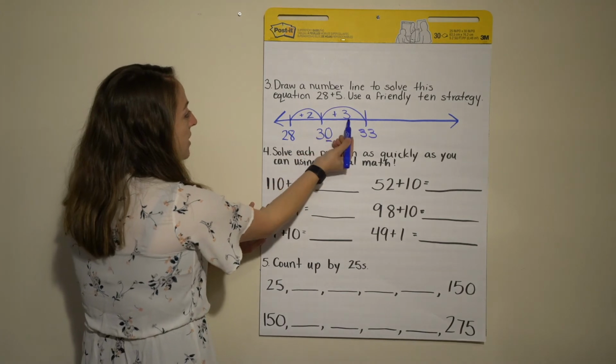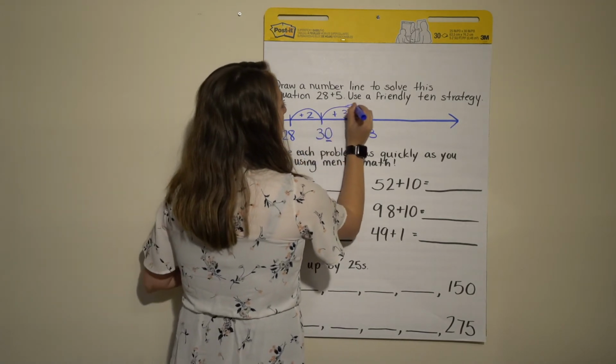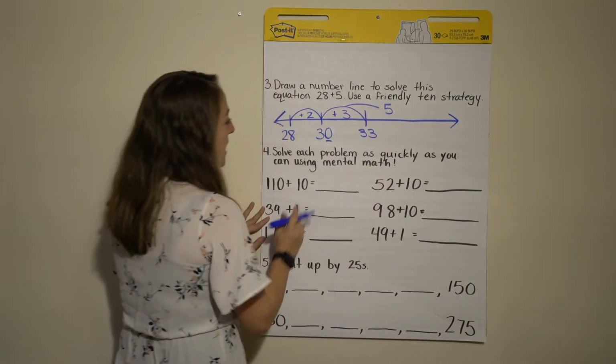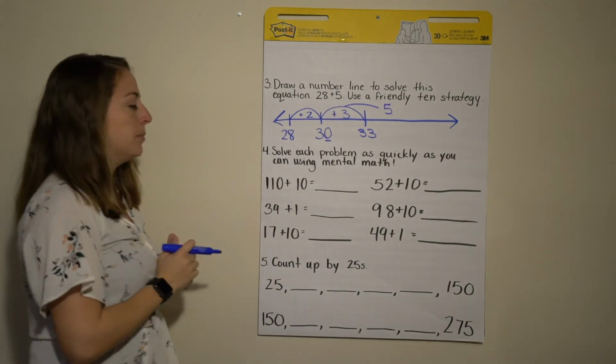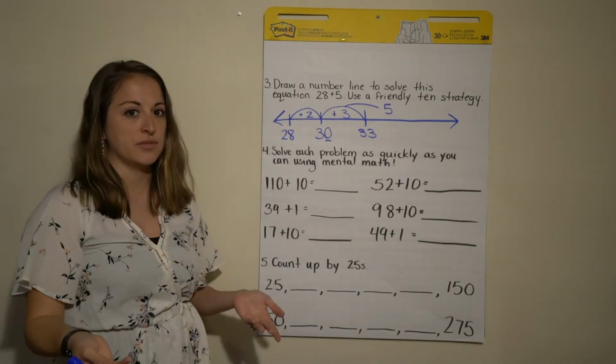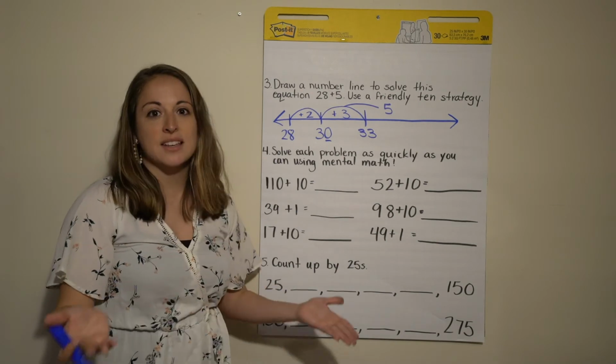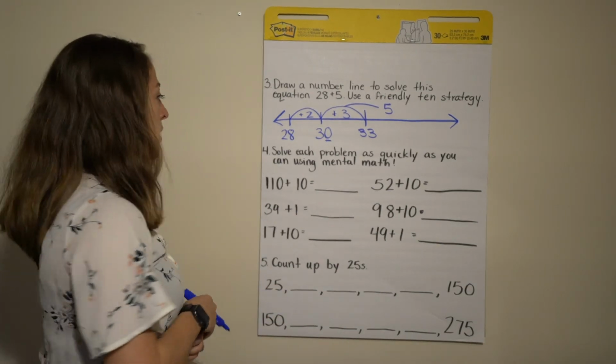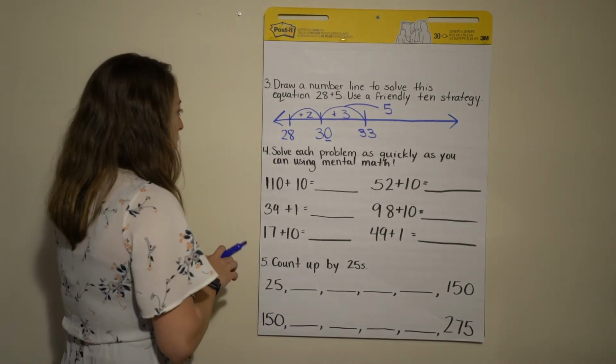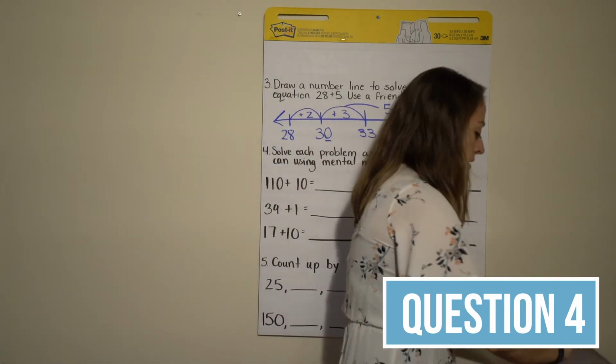And this right here shows me that it's the 5 from this problem. And we know 3 plus 2 equals 5. It's the same as if we decompose a number, okay? All right, let's go on to question number 4.